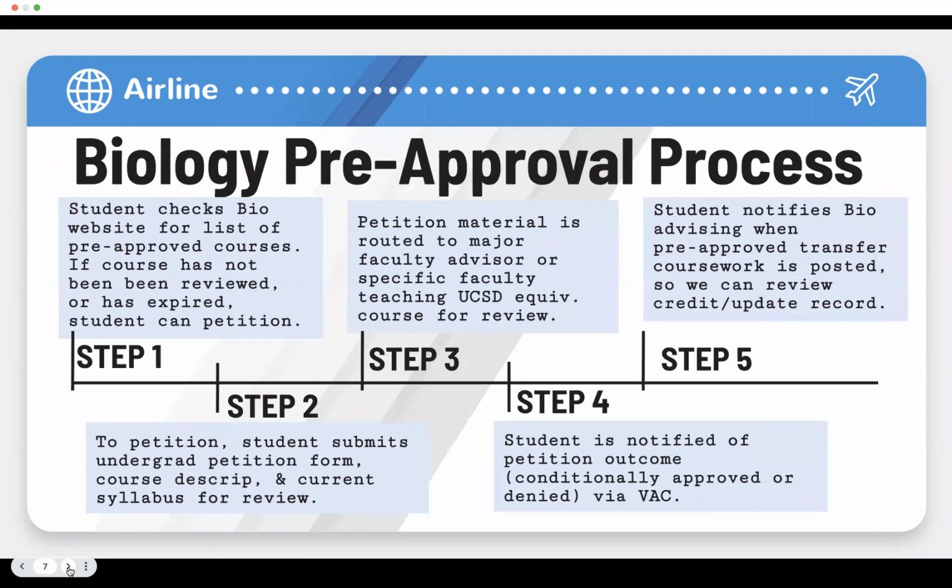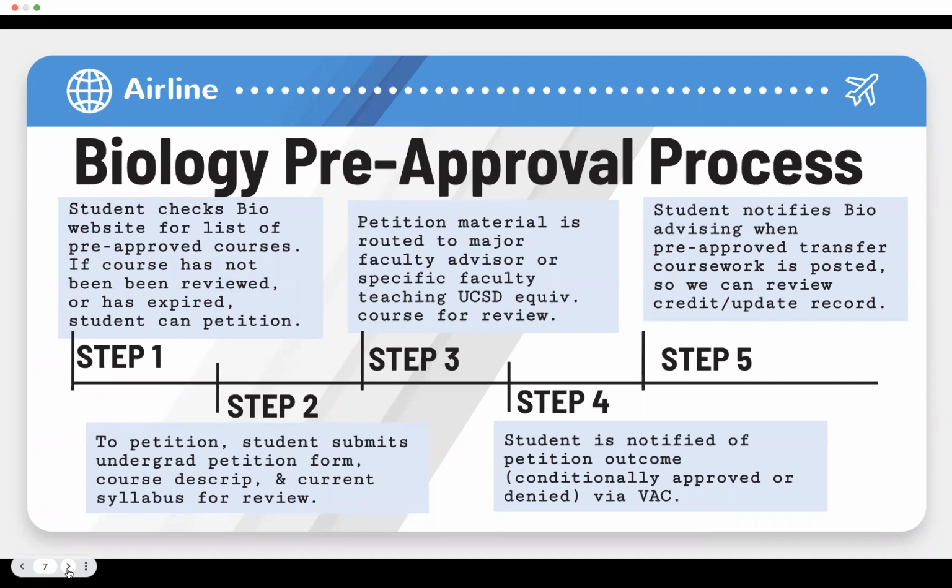So our pre-approval process might sound similar to what Andrea and Quynh explained for their departments, but essentially what we recommend students do is check our bio website for our list of pre-approved courses. If a course hasn't been reviewed or if it's expired, then the student can opt to petition that abroad course for major consideration. To petition it, they would submit the undergraduate petition form for a departmental exception. They would need to include a course description and a current syllabus for that course.